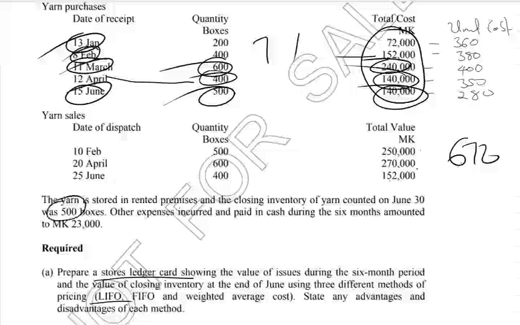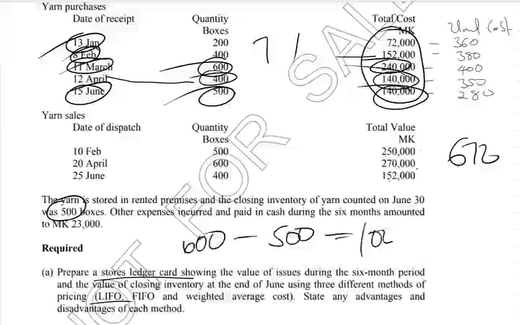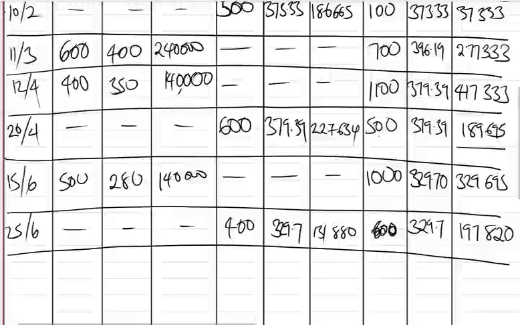It should not be part of what? Part of cost of production or cost of sales. So we have to find the stock loss. We're saying there are 600, but we have counted 500. That means only 100 is the stock loss. So we'll treat this as an issue on this schedule.